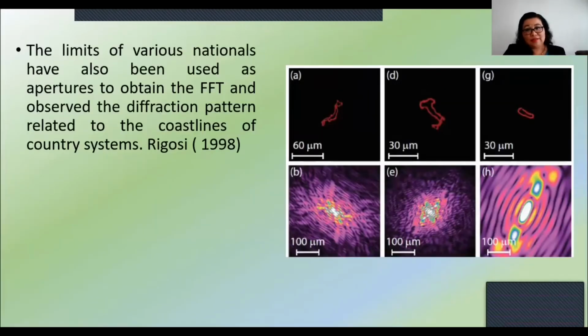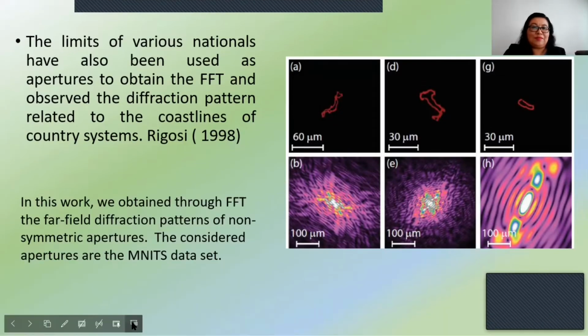On the other hand, Rigosi studied the limits of various nations, which have also been used as apertures to obtain the FFT, and observed the diffraction patterns related to the coastlines of countries. In this work, we obtained through FFT the far field diffraction patterns of non-symmetrical apertures. The considered apertures are from the MNIST dataset.